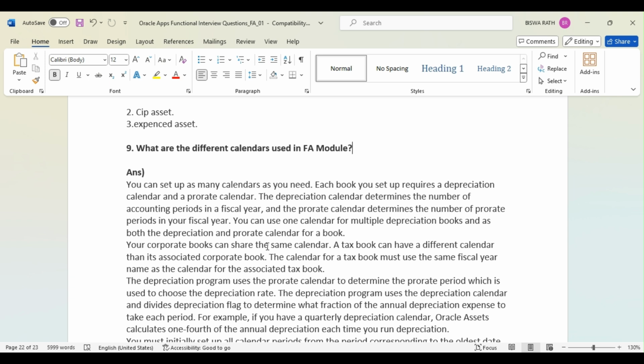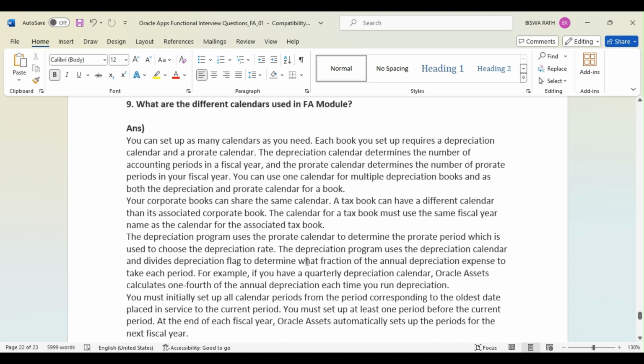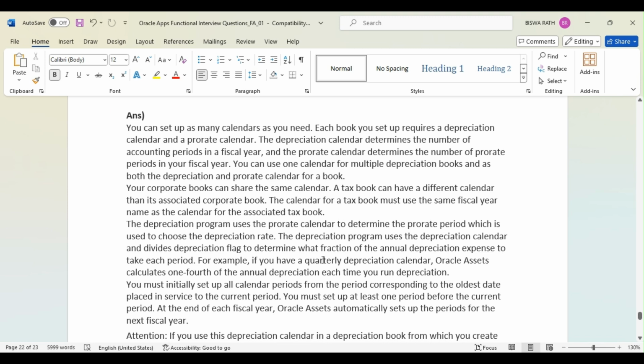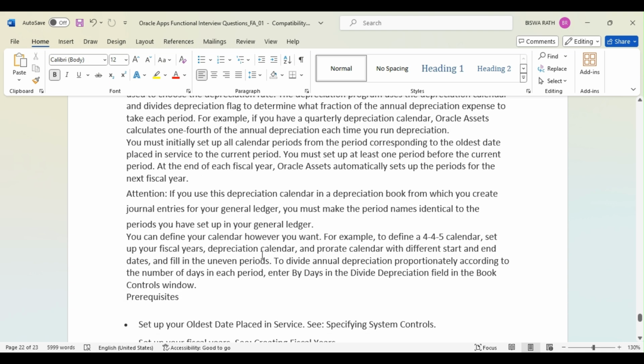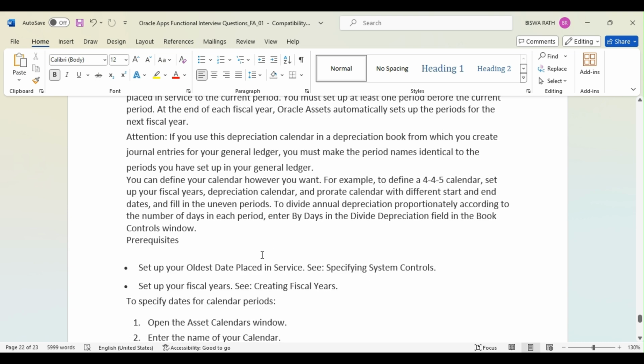The yearly calendar is normally in sync with your GL calendar. The monthly calendar is also in sync with the GL, though it could differ based upon the requirement of the business. And a prorate calendar can be maintained as per the organization's requirement.